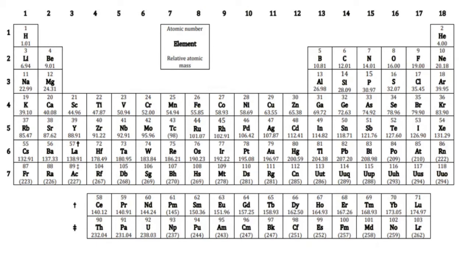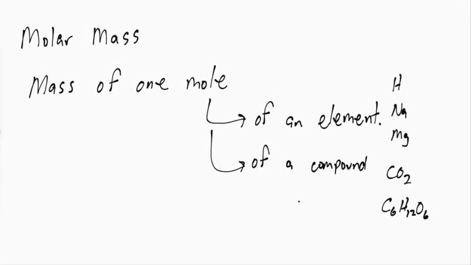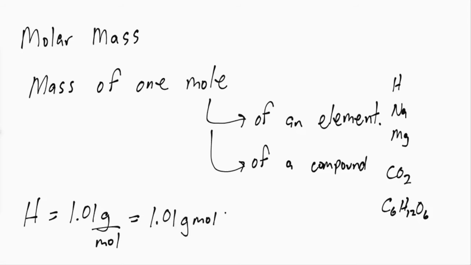So for hydrogen, if you're looking, you can see that the relative atomic mass is 1.01. So the molar mass, or the mass of one mole of hydrogen, is 1.01 grams. So let's write that down. So here, what is the molar mass of hydrogen? It's 1.01 grams per mole is how you write the unit. You could also write it like this, 1.01 g mol^-1.